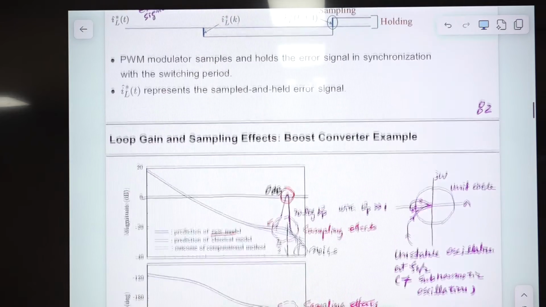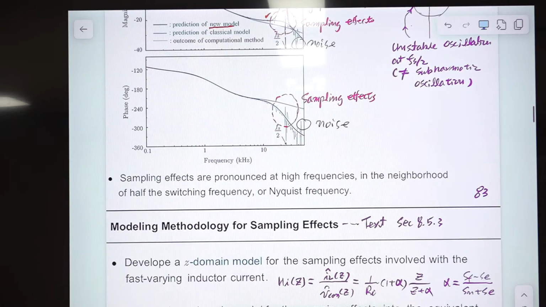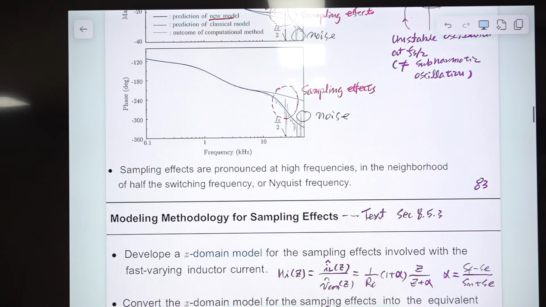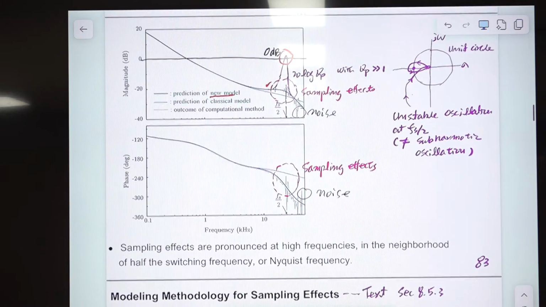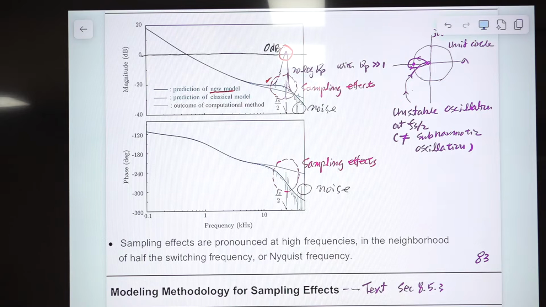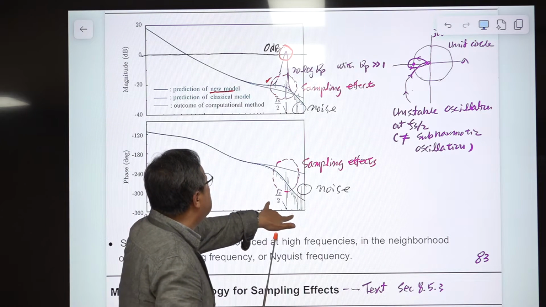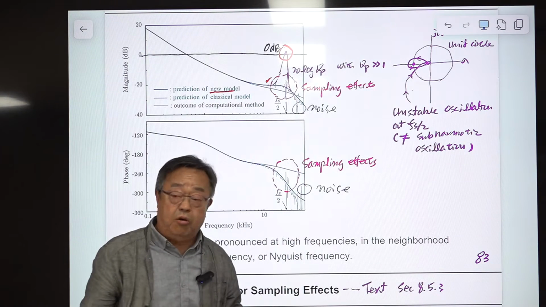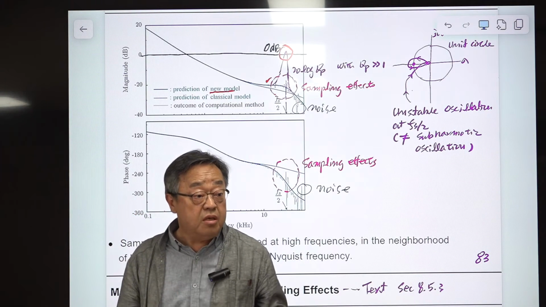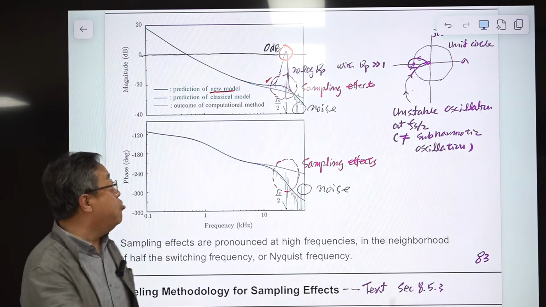All right, there is the introduction of the sampling effect. The sampling effect only occurs after half the switching frequency, in the neighborhood of the Nyquist frequency, and only in the loop gain, right? Because at high frequencies, the closed loop transfer function is just a copy of the open loop transfer function. There is no sampling effect in the open loop transfer function. So this occurs only in the loop gain, and only in the neighborhood of high frequencies. But if it occurs, the system becomes unstable. It becomes useless. But it's very easy to avoid this disaster.